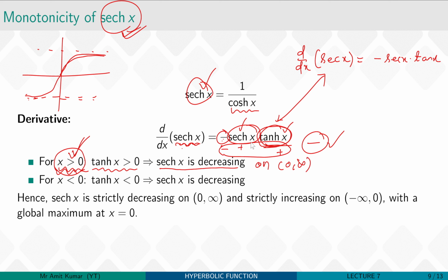And here is a negative sign. Sech x is positive, and when x is negative, tanh x is negative. Okay. So here is a negative sign, here is a negative sign, negative, negative, positive. So the derivative is positive when x is negative. So sech x is increasing on minus infinity to zero.